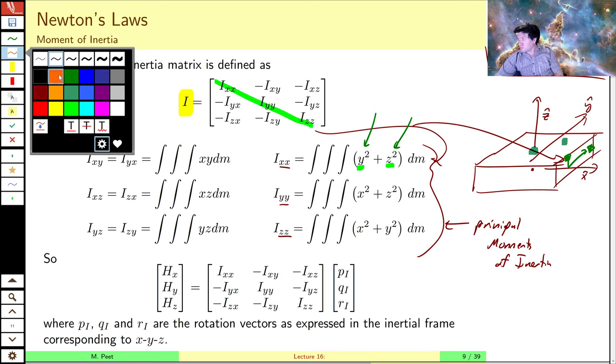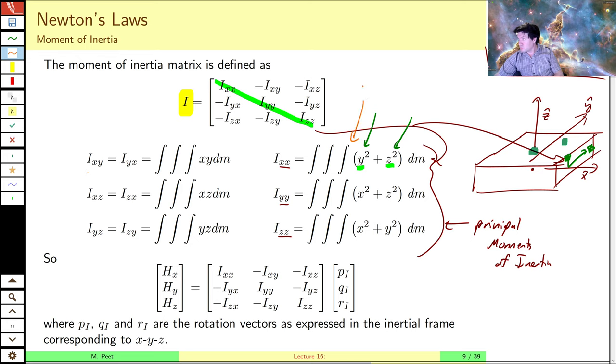Change color here. The weight doesn't depend on distance from x. Likewise, here the weight doesn't depend on distance from y. I don't want to rewrite all that, I'll just say not y. And here it doesn't depend on z, not z. Right. So the principal moment of inertia in the x direction depends on how far you are away from the x-axis, but it doesn't depend on where you are on the x-axis.